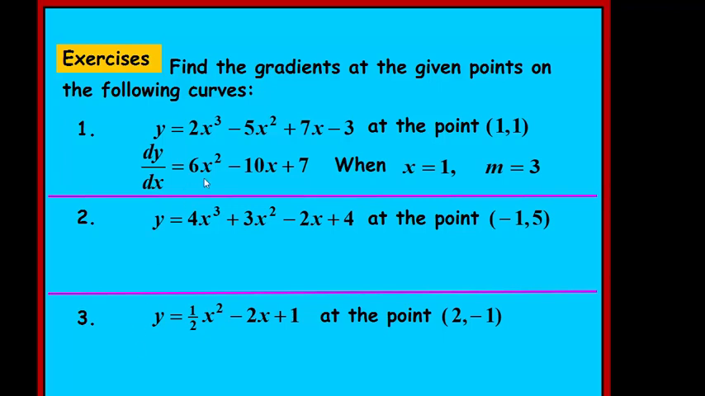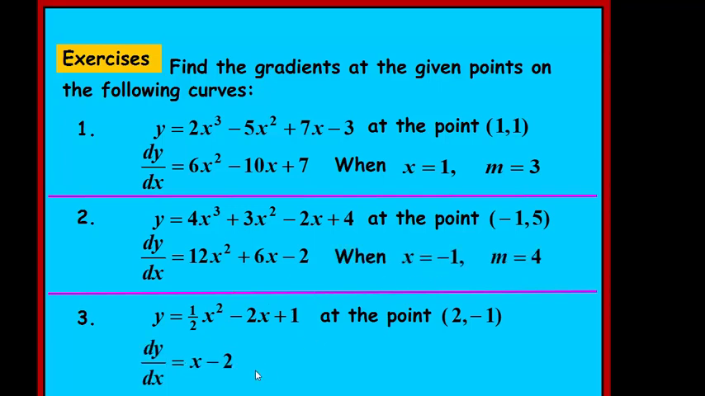So for the first one, we get dy by dx is 6x squared minus 10x plus 7. And when x is 1, that gives us m equals 3. For the second one, 12x squared plus 6x minus 2. And when x is minus 1, we get m equals 4. And finally, dy by dx equals x minus 2. And when x equals 2, m equals 0.